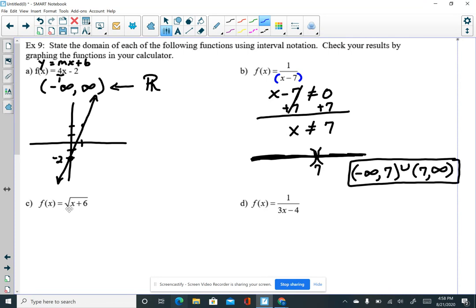Letter C, you've got a radical, right? And so radicals have restrictions. What's underneath that radical? X plus 6 has to stay, hopefully you agree, positive, so greater than or equal to 0. And so for x here, subtract 6 from both sides, so x has to be greater than or equal to -6.